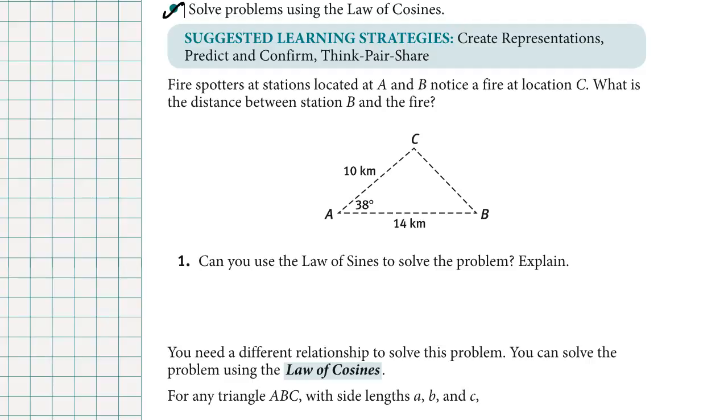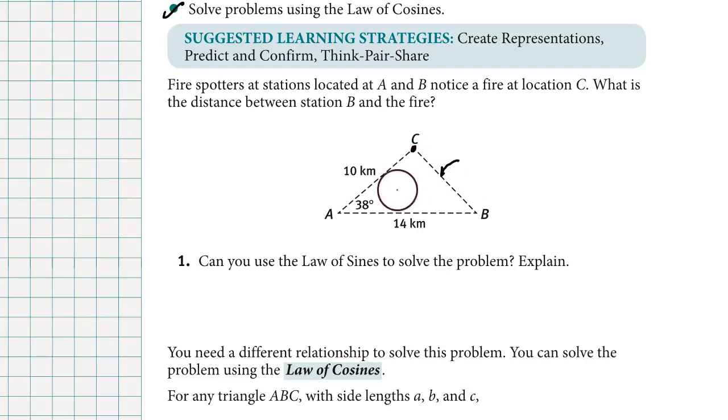In the previous lesson about law of sines, we discussed a real-life situation about fire spotters on the lookout for forest fires. Let's talk about a similar problem. Fire spotters are located at stations A and B in the forest, and they see a fire located at station C. What is the distance between station B and the fire? So it's this side of this triangle that we want to solve for.